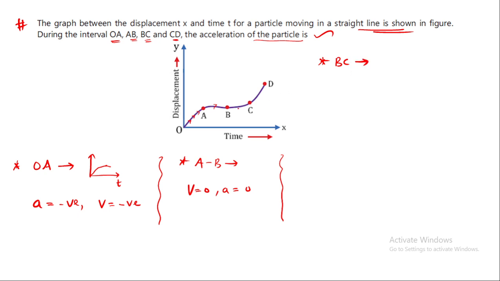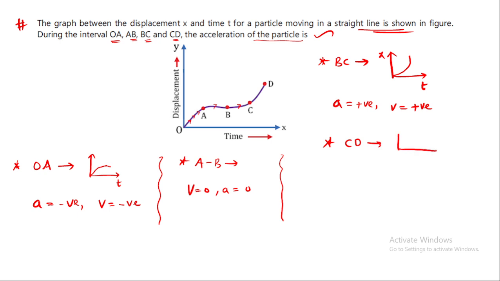Now again, look at the time interval B to C. What is happening here? The curve is tilted a little bit towards the displacement axis. Now acceleration will become positive, as well as velocity also becoming positive. Yes or no?